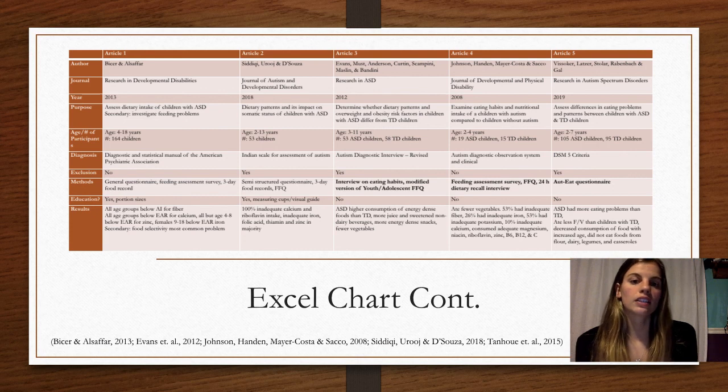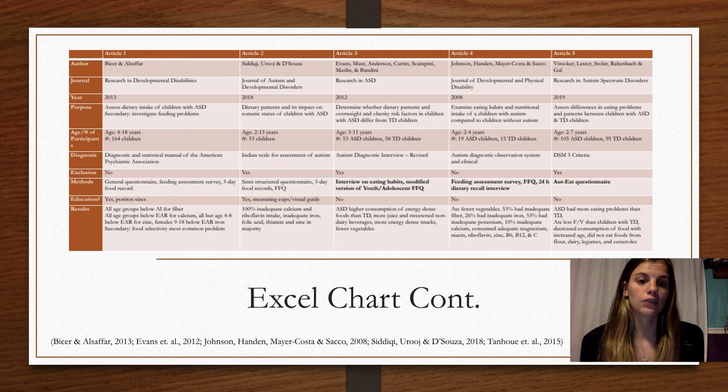Some of these were the ones I discussed in the introduction, like Article 3, 4, and 5. However, Article 2 used the Indian scale for assessment of autism to confirm the diagnosis. This scale assesses the severity of autism in Indian children and complements a standard diagnostic assessment schedule. For 3 of these 5 articles, the participants were recruited from different autism centers, community programs, and hospitals, and Articles 2 and 5 used convenient samples to find participants.